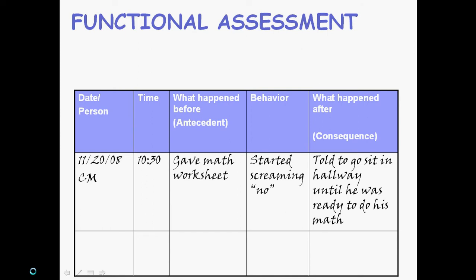If I were to see this pattern, and this is happening very often, where challenging behavior is occurring when the child is given a task to do, and then they're told to leave the room, chances are I'm going to think that the function of the behavior is that the child is trying to escape from the demand. So I would plan my intervention accordingly.